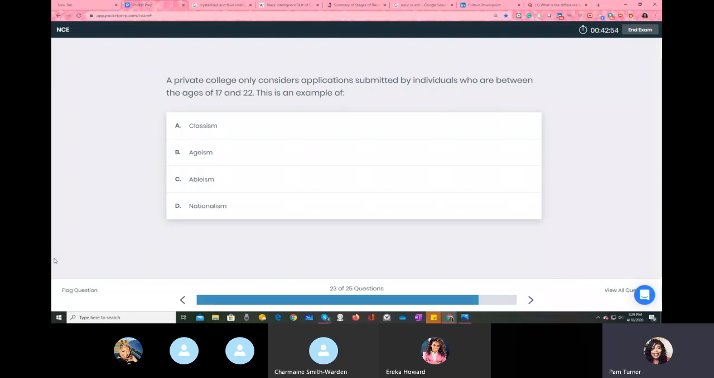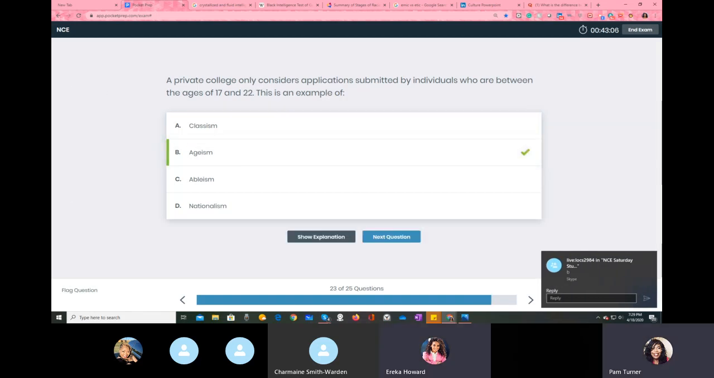A private college only considers applications submitted by individuals who are between the ages of 17 and 22. This is an example of... ageism. B? And ageism can happen on either end. It doesn't have to be just because I'm young. It can be because I'm older. You got it.